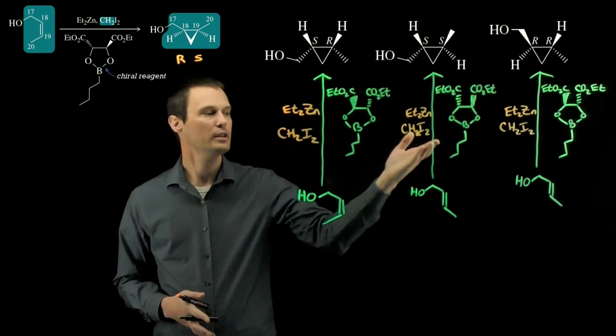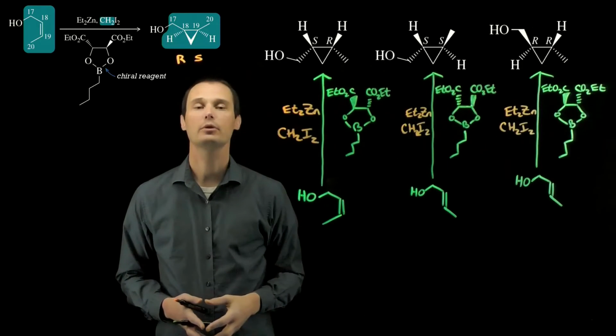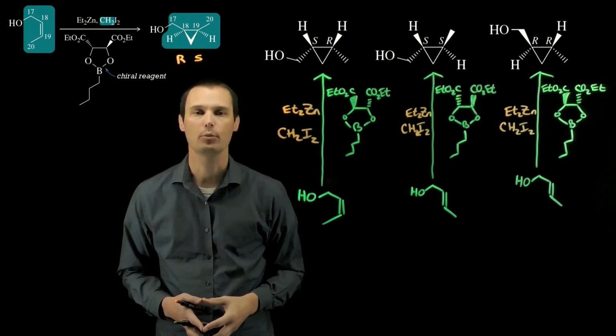By mixing and matching the alkene and the boron reagent, we can produce all possible stereoisomers of the cyclopropane product.